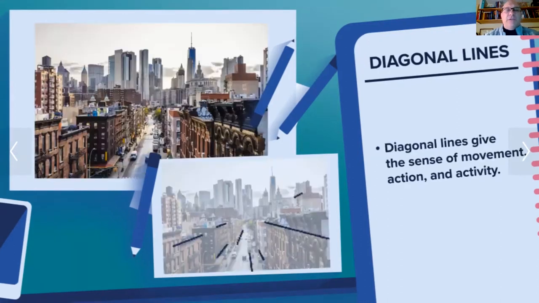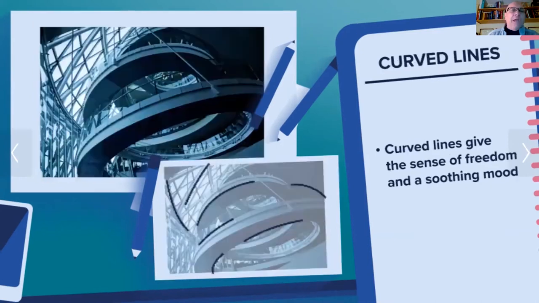Next, we have diagonal lines. And you can see here with the lower picture, they give you that sense that you're moving into the city. You're actually going into the picture. So they give you that sense of movement. And the last one is curved lines, which represent freedom and smooth moving. And you can kind of see that in that spiral staircase that's slowly going up.